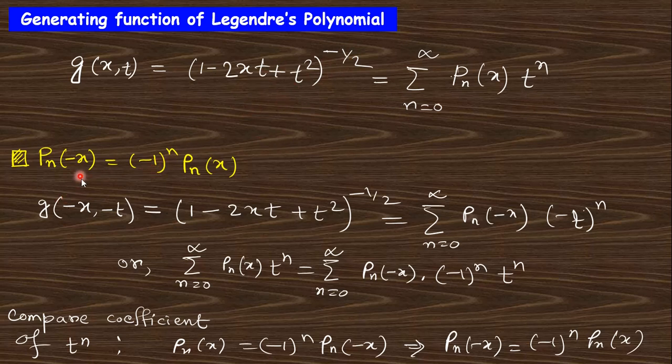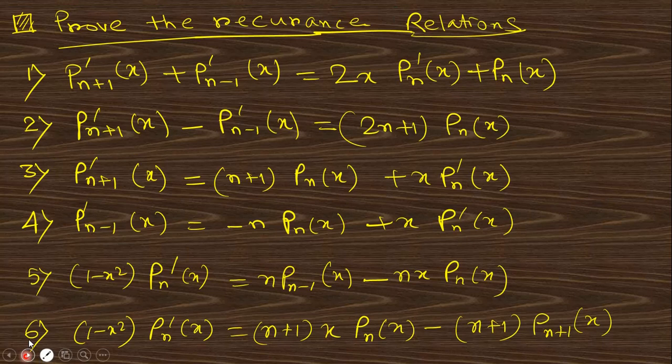Now, if we want to prove this relation, that is, g(x,t) will be like that. Now if you replace x by minus x and t by minus t, both are minus, so this will be the same, and the minus whole square stays the same, but here you will get this relation, and this can be represented by this. So if you put it here and compare the coefficient of t to the power n, you will get this relation. Next, these are the various recurrence relations you need to prove.